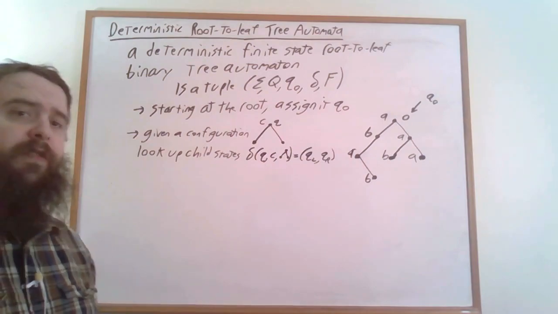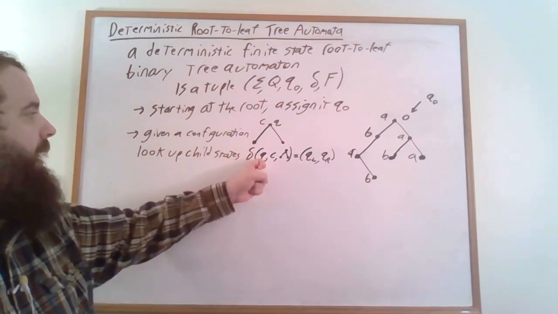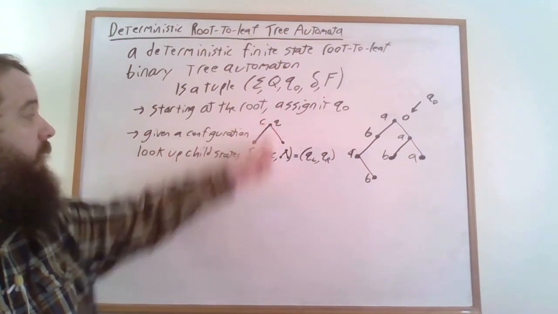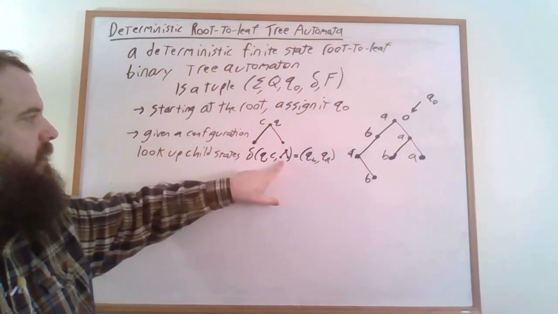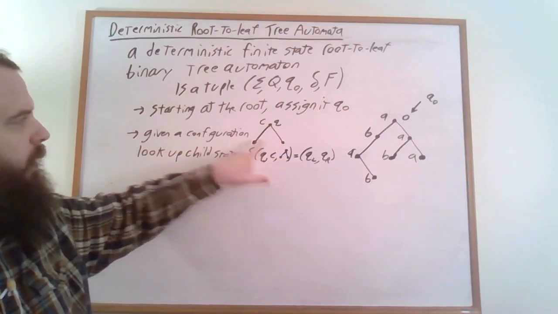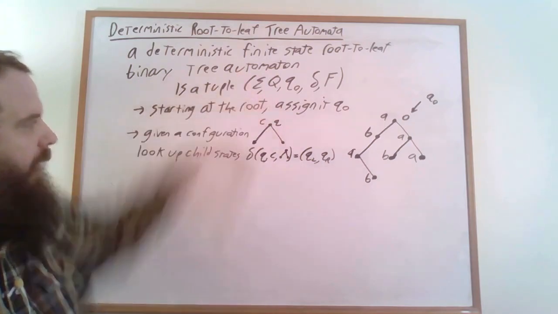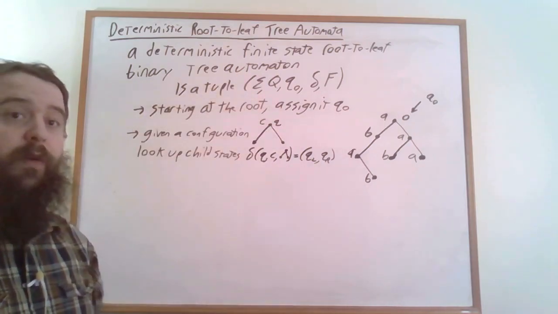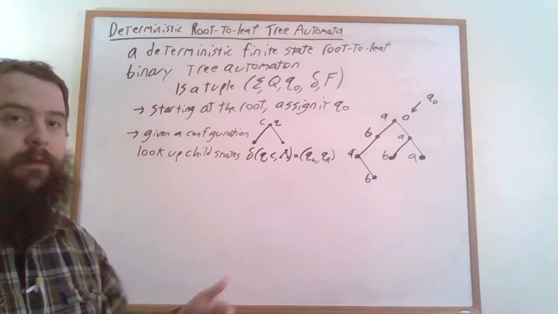So our transition function is going to take in 3 inputs. It's going to take in the state at a particular node, the character at that particular node, and some sort of indication of what shape the tree looks like going down from that particular node. So in particular, does it have a left child? Does it have a right child?